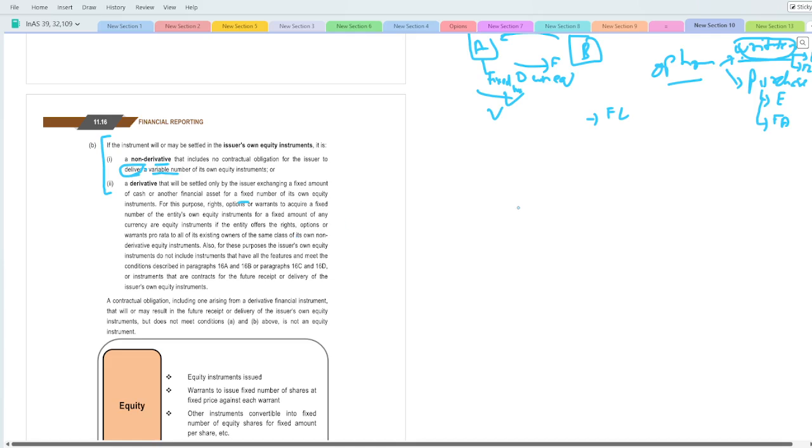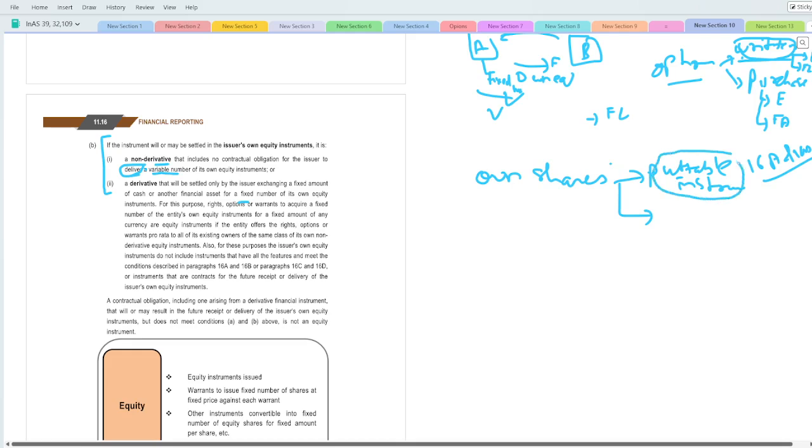And the same thing is that in the own shares, don't consider the putable instruments. That is paragraph 16A and 16B. This will be covered in another chapter, I think chapter 3, putable instruments. But for the time being, what it is trying to say is that in the own share, these putable instruments will not be coming.